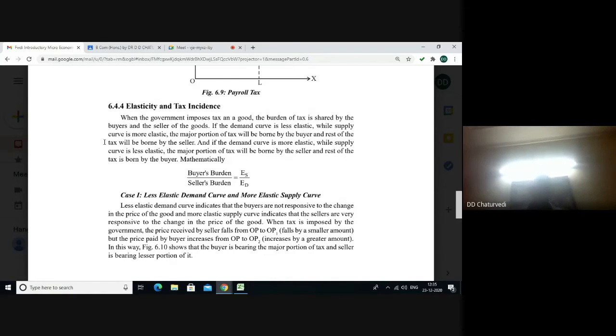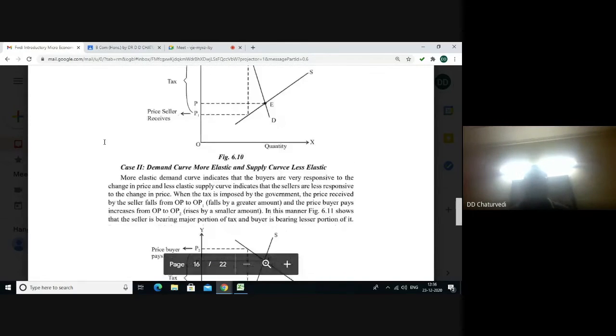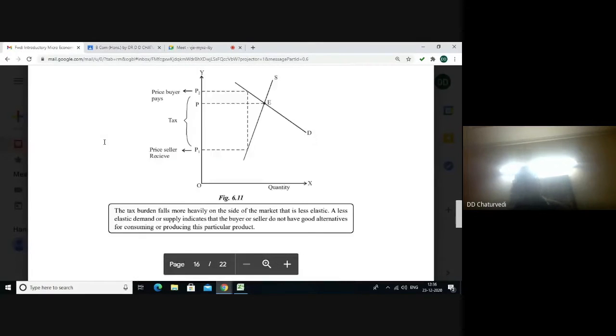It is clear from this mathematical relationship that buyer's burden is directly proportional to elasticity of supply, but inversely proportional to elasticity of demand. That means lesser elasticity of supply would mean lesser burden of the buyer, and vice versa. Similarly, seller's burden is directly proportional to elasticity of demand and inversely proportional to elasticity of supply. Now we shall discuss certain cases. There are two important cases which we are discussing here.